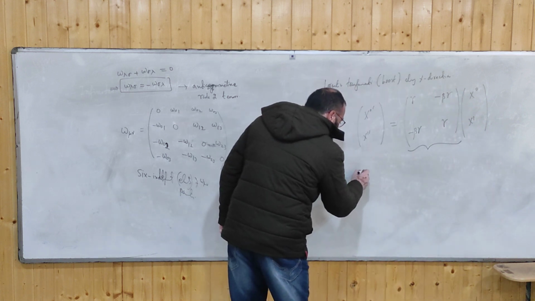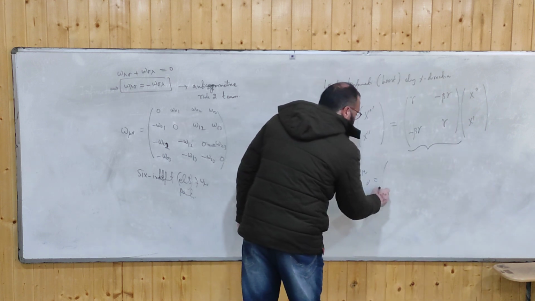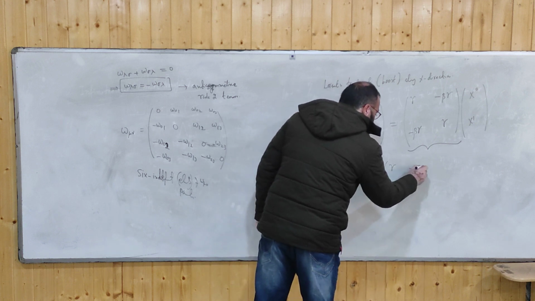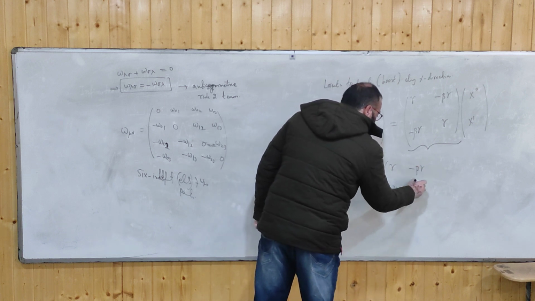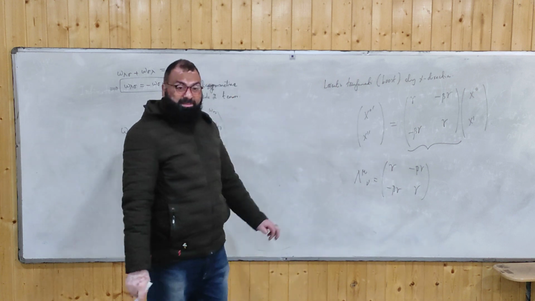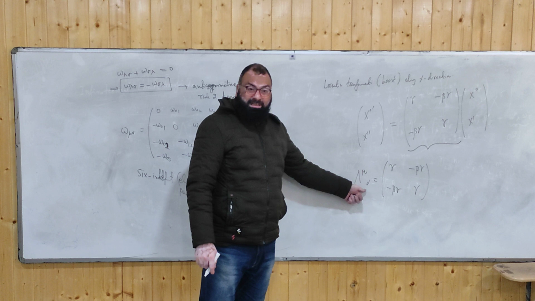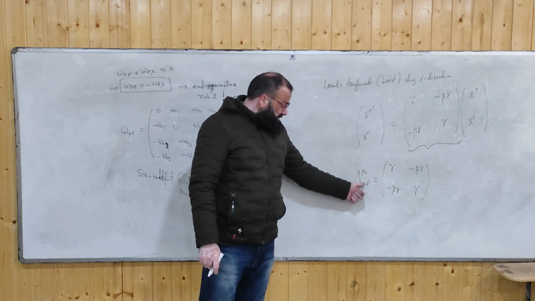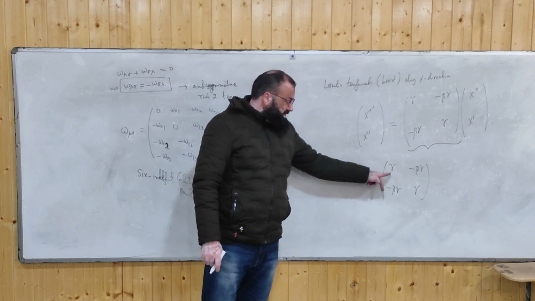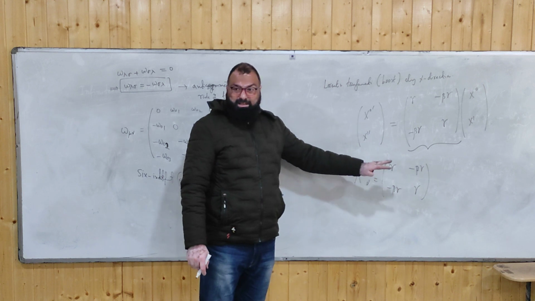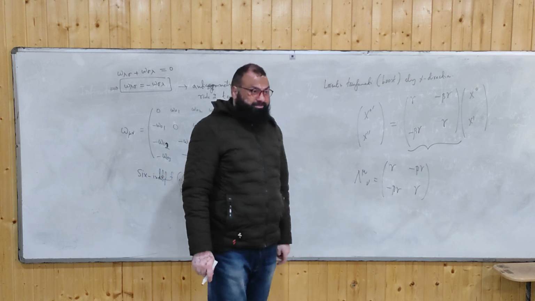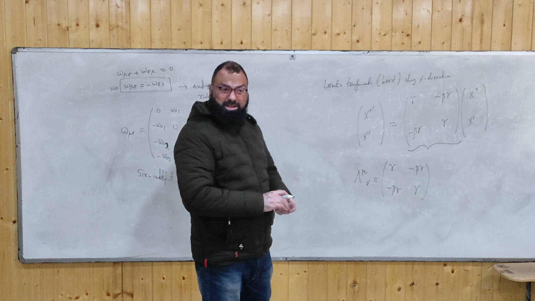Our lambda mu nu here is gamma, minus beta gamma, minus beta gamma, and gamma. Just remember that this transformation matrix has one index up and one index down. So if you lower one index or raise the other index, these elements will change accordingly. Now let's take the infinitesimal change.